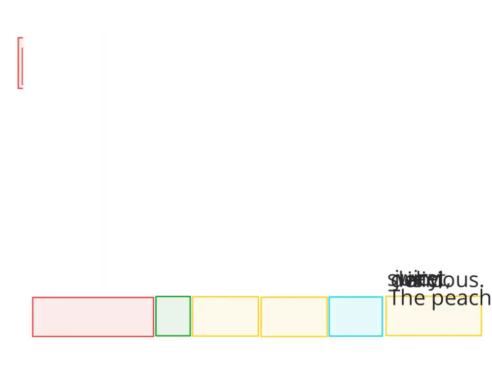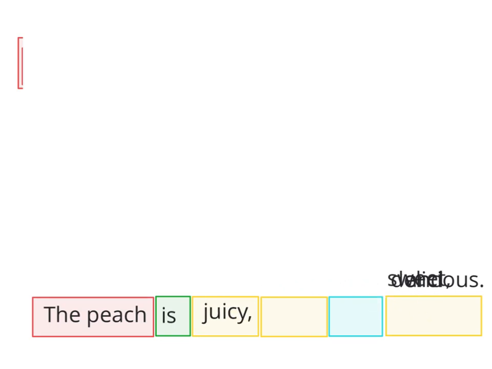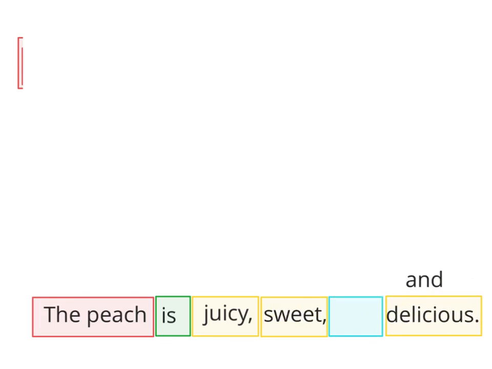Let's look at our last sentence. We have the peach. We are going to use 3 words to describe what kind of peach that is. So we have our noun, the peach, that is the subject. We use the verb to be. The peach is just one, so we say is. The peach is. Let's pick 3 adjectives to describe that peach. The peach is juicy. The peach is sweet. The peach is delicious. That means it is yummy. So we have our 3 adjectives: juicy, sweet, delicious.